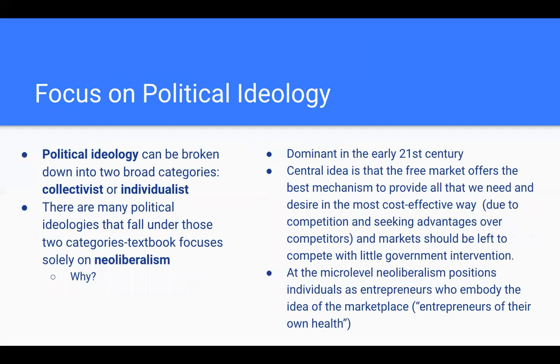If we specifically look at the role of political ideology, because policy is passed by politicians, the types of policies that they consider and the types of policies that they pass, they also have to consider how those policies align with the stances of their political party and the political ideology that they promote. And political ideology, as they note, can be broken down into two broad categories.